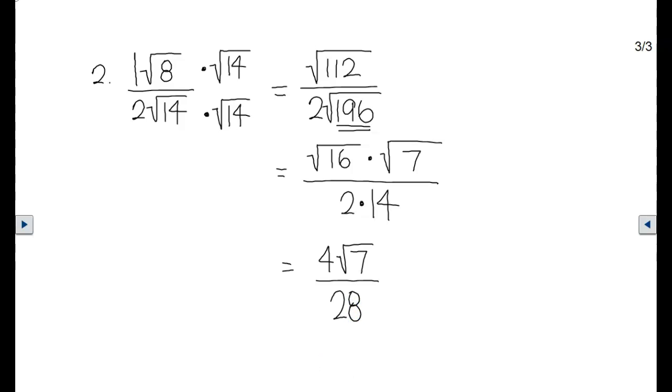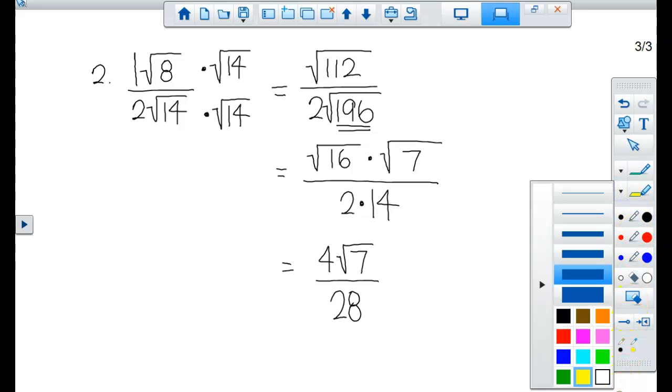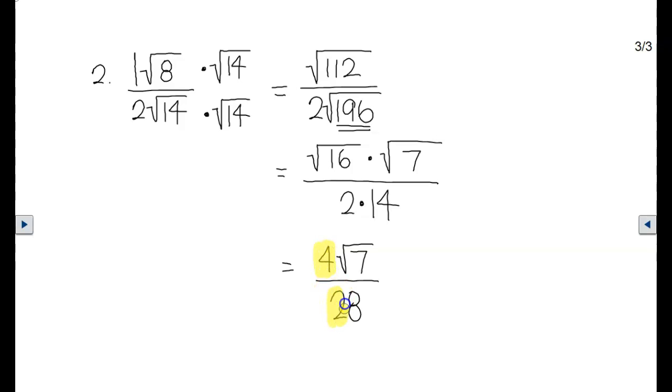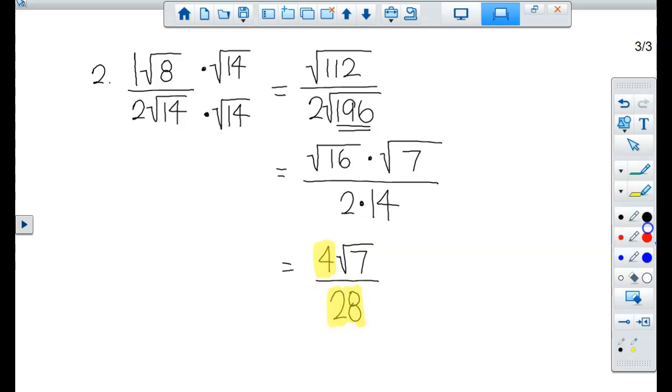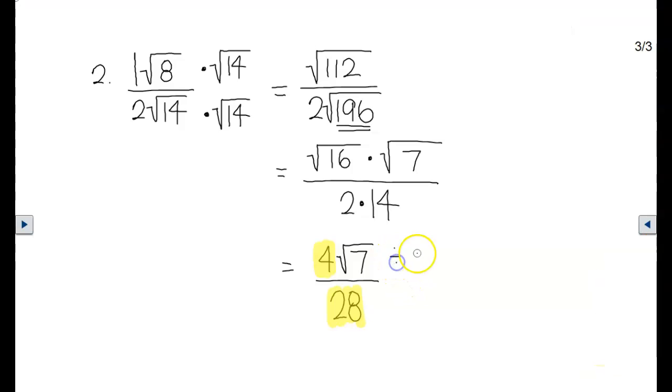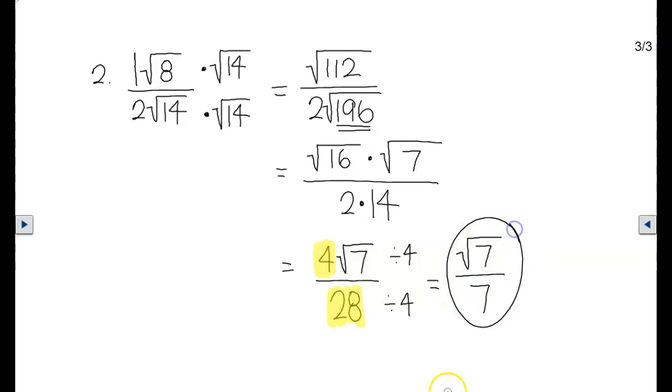Now, look how nice and neat that is. That's looking much better than it was. Now, here is the last thing we need to check. The answer is a fraction. So we need to see if it will reduce. You've got 4 and 28 on the outside. Is there something that will go into both of those? The answer is yes. Both of those are divisible by 4, so we're going to do that to reduce. 4 square roots of 7 divided by 4 makes 1 square root of 7. 28 divided by 4 is 7. So we end up with the square root of 7 over 7.